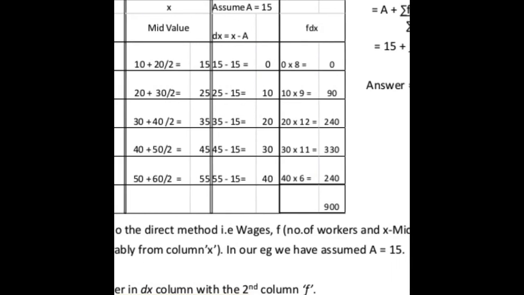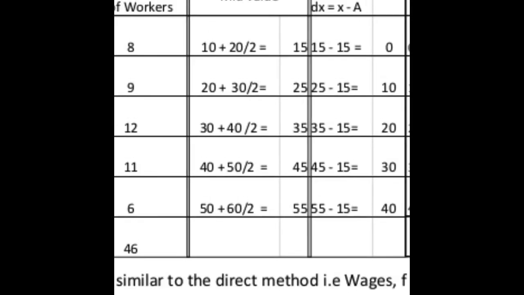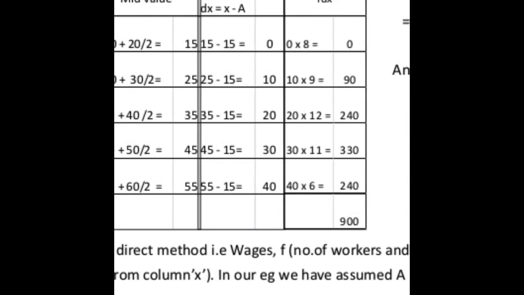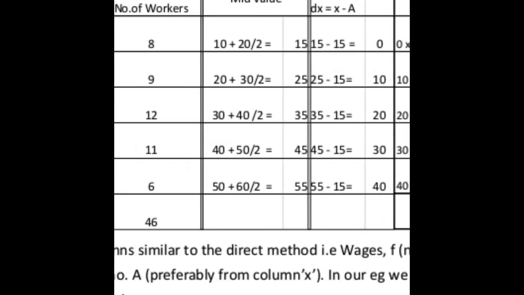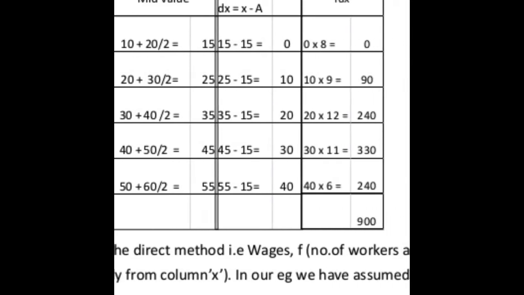In the next column we calculate f dx, which is simple, frequency into dx. Frequency is given as 8, whereas dx is given as 0. So the first row f dx is 0. Then next 9 into 10, so it is 90, and so on. So we calculate f dx, and the total of this column known as sigma f dx is equal to 900.